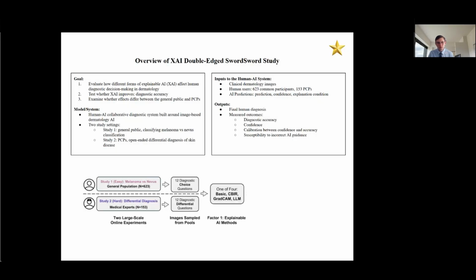And what they did is vary two specific factors. The first factor that they evaluated was different explainability models. The second factor is whether the AI model gave them a prediction first and then they did their own output second, and how that affected the outcome and the accuracy. So it's really just seeing if the AI influences the diagnostic accuracy, and it also looks at how it affects the confidence, calibration, and the susceptibility to incorrect AI guidance.